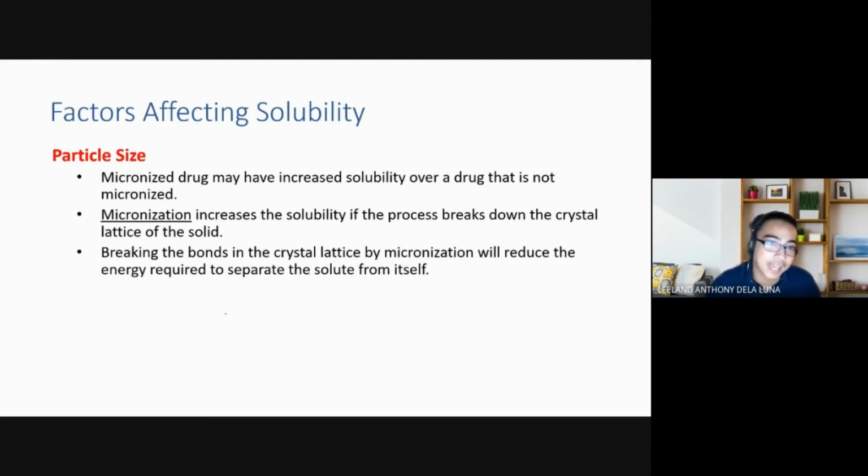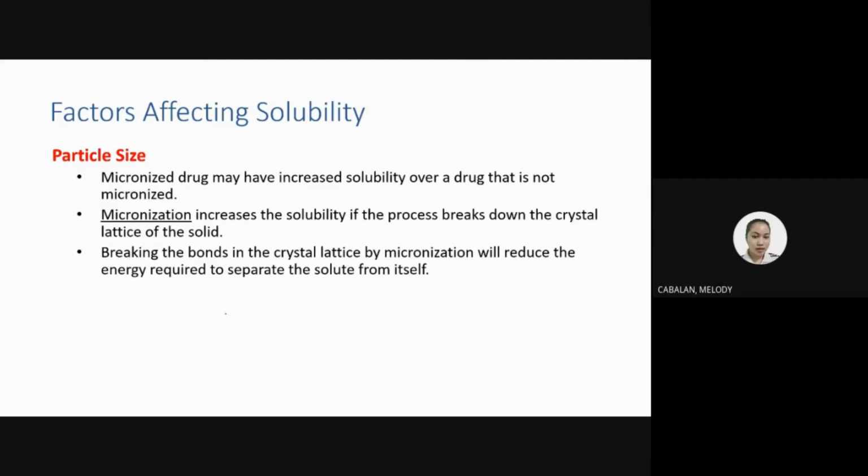Next one, class, particle size. So micronized drugs may have increased solubility over a drug that is not micronized. So micronization, class, meaning ni-reduce mo particle size. So it increases the solubility if the process breaks down the crystal lattice of a solid. Okay, the breaking of the bonds kasi, class, of the crystals by micronization will reduce the energy required to separate the solute from itself. Halimbawa, class, ano mas mabilis tunawin? Isang bloke ng asin or yung durug-durug na asin?